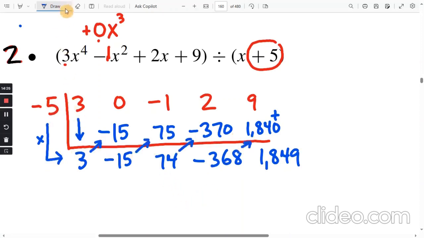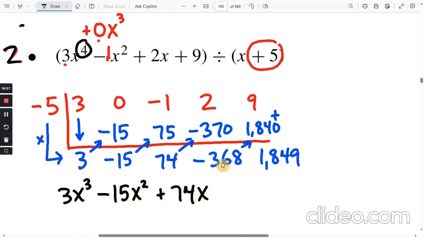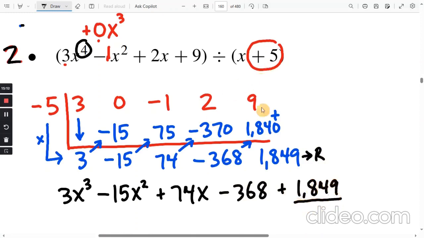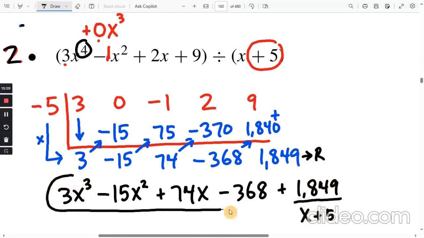All right, and like we said, the degree on the answer, or the quotient, is 1 less than the greatest degree in the divisor. So since this is x to the 4th, this coefficient, the 3, is going to be on an x to the 3rd. Okay, and then you just count down the exponents by 1. This is -15x squared. This is +74x. This is -368 on the constant. And this right here is the remainder. So it's going to be positive 1,849 over x plus 5. And that right there is your answer.